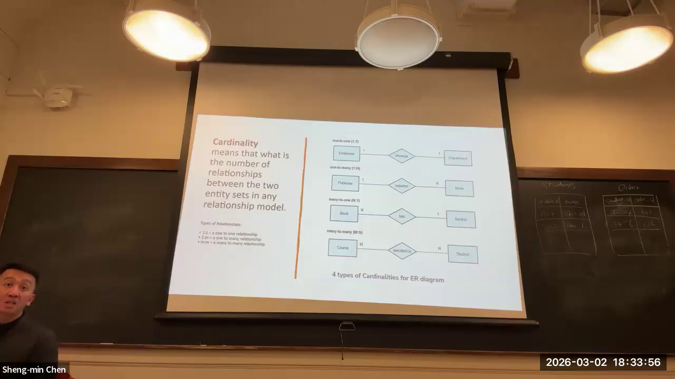last but not least, many-to-many relationship here. Okay, can a student take multiple courses? Can the course have multiple students? It's a many-to-many relationship here, right? Are these clear? Anybody confused? Any questions? Okay, so these are the 4 types of cardinalities for ER diagram.